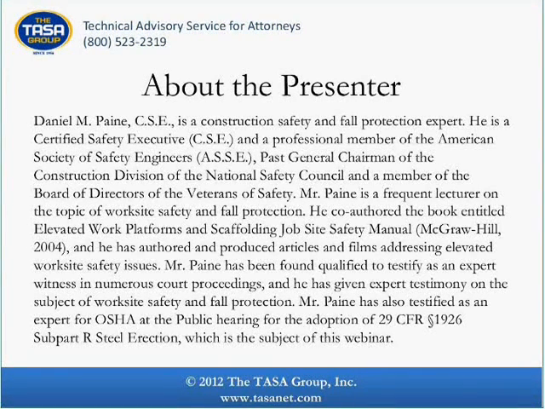He co-authored the book entitled Elevated Work Platforms and Scaffolding Job Site Safety Manual, which was published by McGraw-Hill in 2004. And he has authored and produced articles and films addressing elevated worksite safety issues. Mr. Paine has been found qualified to testify as an expert witness in numerous court proceedings, and he has given expert testimony on the subject of worksite safety and fall protection.